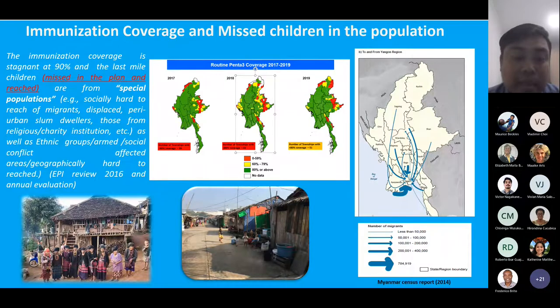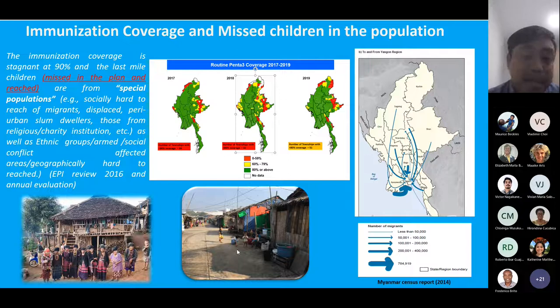So in the years 2017, 18, and 19, the immunization program in Myanmar, not comparable to the current situation where we have a very difficult situation right now in the country, but at the time the immunization coverage was stagnant between 80 and 90%. Still, the last mile children, around 10 to 50%, were missed every year, and from different reviews and studies, it was shown that those are from the population which is beyond the normal reach of regular programming.